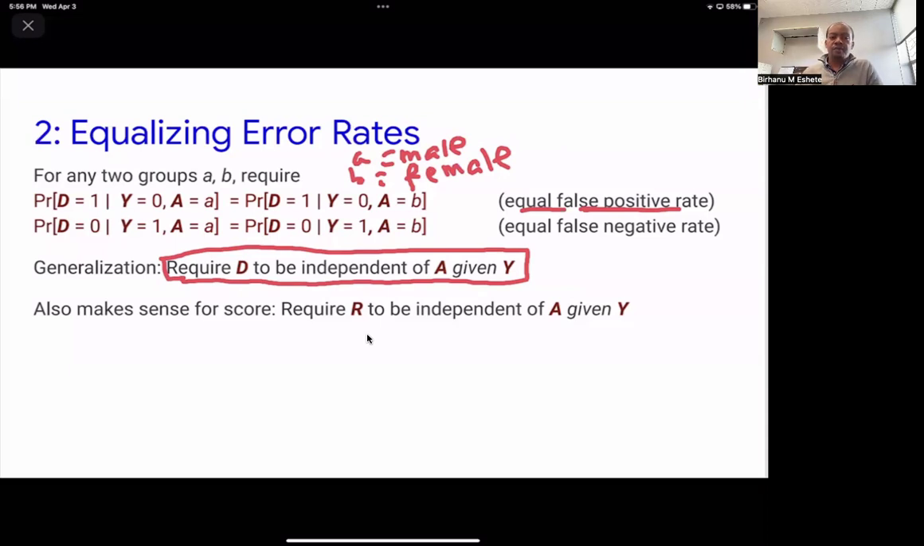Okay, so this also works for a score. So you can say we require R to be independent of A given Y. The idea applies because the decision is based on a threshold of the score, right? So conceptually, it doesn't change anything.